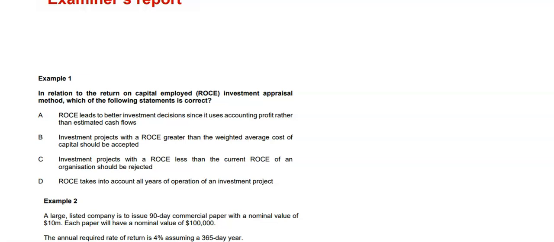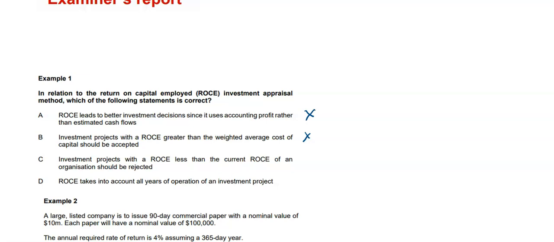Investment projects with a ROCE greater than the WACC? ROCE has no relation with the WACC, so this is also wrong. Investment projects with a ROCE less than the current ROCE of an organization should be rejected? There is no such rule. If the company makes the current ROCE the benchmark, then it should be the decision. Otherwise, you should not compare with the current ROCE; you should compare the project ROCE with the benchmark.